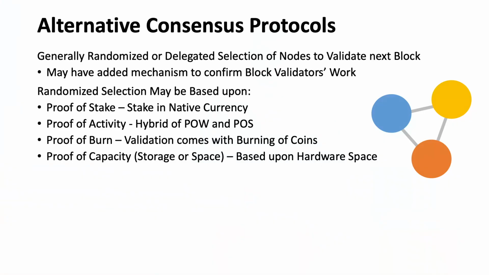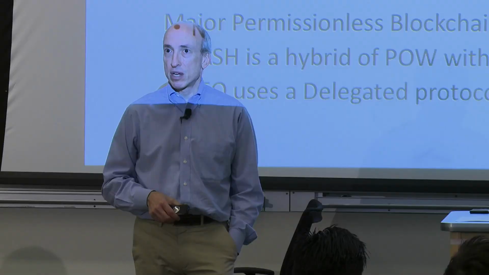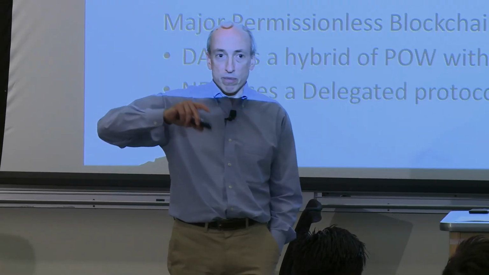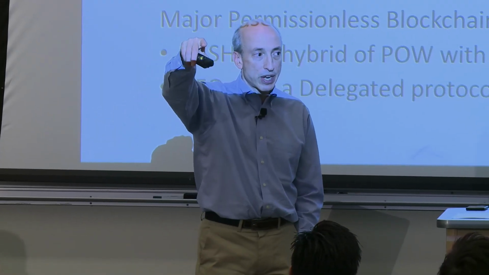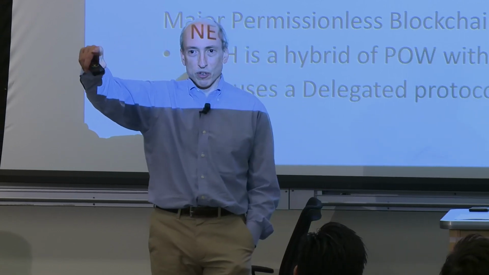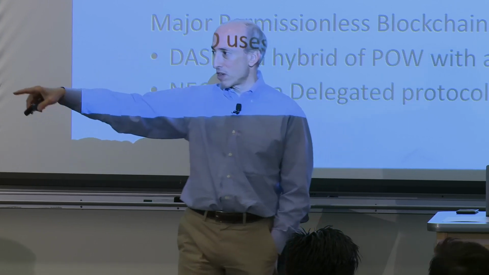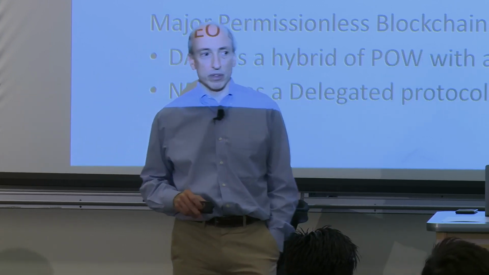So it could be proof of stake, proof of activity, proof of burn, as we talked about, proof of capacity. And as I mentioned last week, there's not large-scale uses, but Dash and Neo both have some form of this going on right now. And Ethereum has a big project. I'm confusing their two projects. There's Plasma and there's Casper. Casper is their project to get to proof of stake, but they're not there.